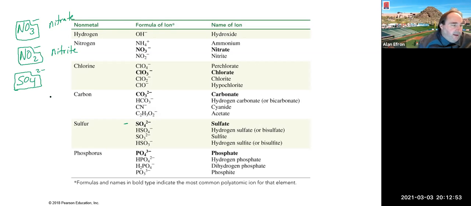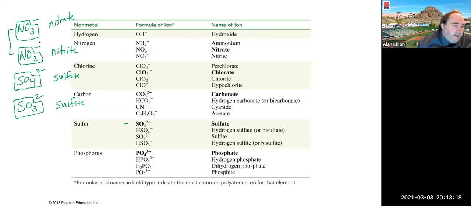They will never break apart into individual elements. SO4 2 minus has a -2 charge. That is what is known as sulfate. We take something like SO3 2 minus, 1 sulfur, 3 oxygens all together, has a -2 charge. That is what is known as sulfite. What is the difference between these two guys?